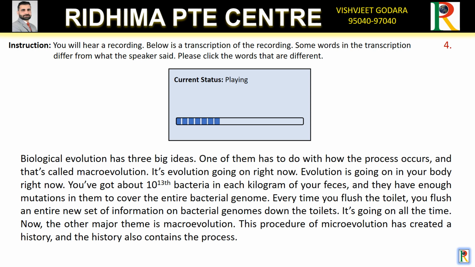You've got about 10 to the 13th bacteria in each gram of your feces, and they have enough mutations in them to cover the entire bacterial genome. Every time you flush the toilet, you flush an entire new set of information on bacterial genomes down the toilet. Going on all the time. Now, the other major theme is macroevolution. This process of microevolution has created a history, and the history also constrains the process.